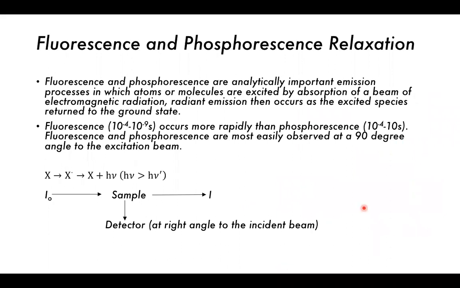So, fluorescence and phosphorescence relaxation. Fluorescence and phosphorescence are analytically important emission processes in which atoms or molecules are excited by absorption of a beam of electromagnetic radiation. Radiant emission then occurs as the excited species returns to the ground state. So there is some light produced by the spectrometer, maybe from a lamp, maybe from a laser, that is incident, so it hits the sample. The sample then absorbs certain wavelength frequencies from that, and then those absorbed frequencies cause a transition from the ground state to the excited states. Then the excited state molecules need to relax down to the ground state.